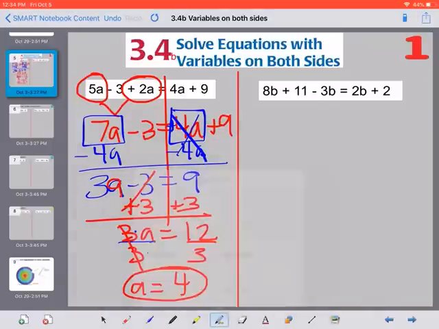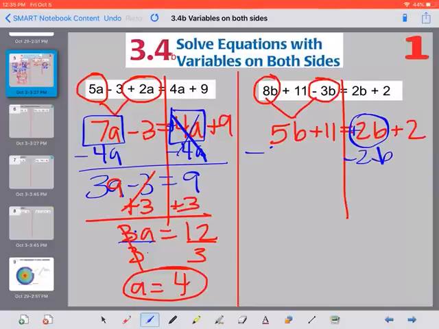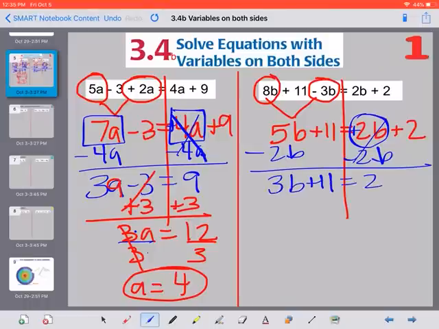So let's take a look at a couple more. This one, almost the same, except be careful, we have a positive 8 and a negative 3b. So if you just read it from left to right, 8b minus 3, or positive 8 and negative 3, there's more positives. There are 5 more, 5b, and then write the rest, plus 11 equal to 2b plus 2. So just like last time, I'm going to move the smaller letters. We have 5b here and 2b. We need to do the opposite of a positive, which would be negative, or subtract 2b. So 5 minus 2 gives me 3b plus 11 equal to 2.